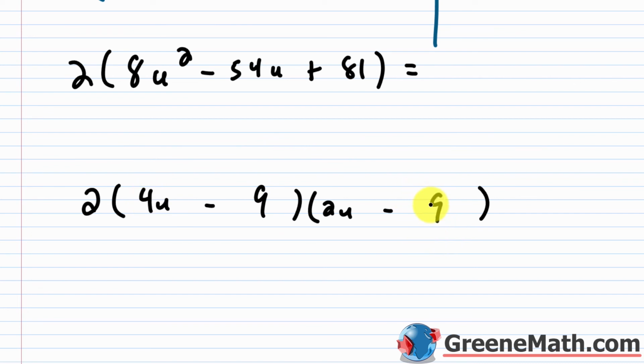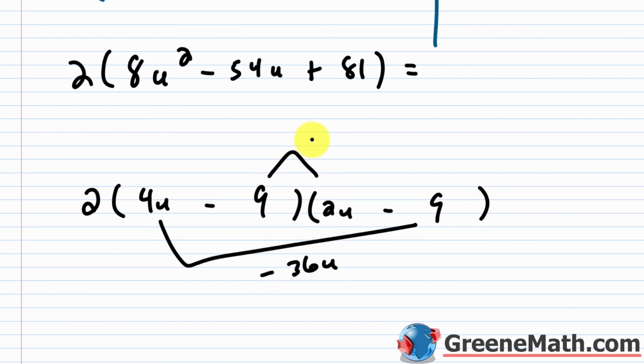So 4 times 9 is 36. And then 9 times 2 is 18. 36 plus 18 is 54. Again, I'm just working with the absolute values. So it looks like this is exactly what I want. If I consider the fact that these are negatives, you have this 4u times negative 9. This is negative 36u. And then you have this negative 9 times 2u. That's minus 18u. Negative 18u plus negative 36u will give you that negative 54u.